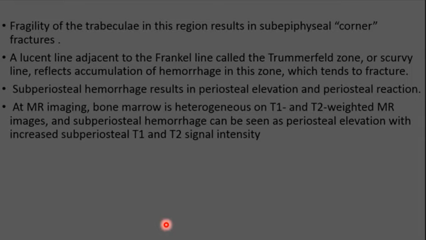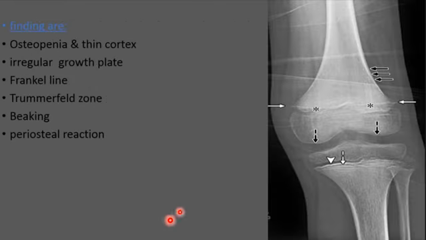I think it's better to shift to the imaging. Here we can summarize the findings in scurvy: osteopenia and thin cortex. It is quite obvious. Here there is osteopenia and irregular growth plates. This is the growth plate, and this one is irregular. The Frankel line is this sclerotic band.